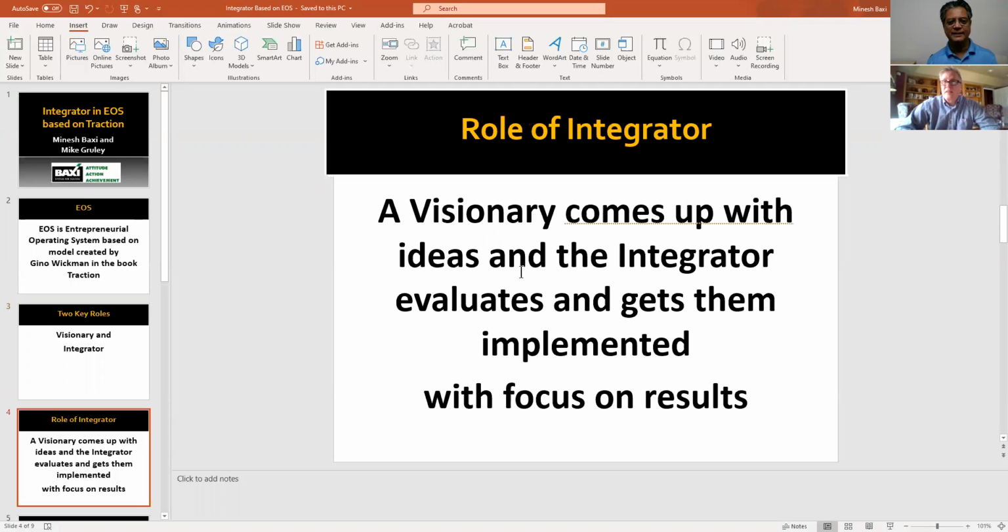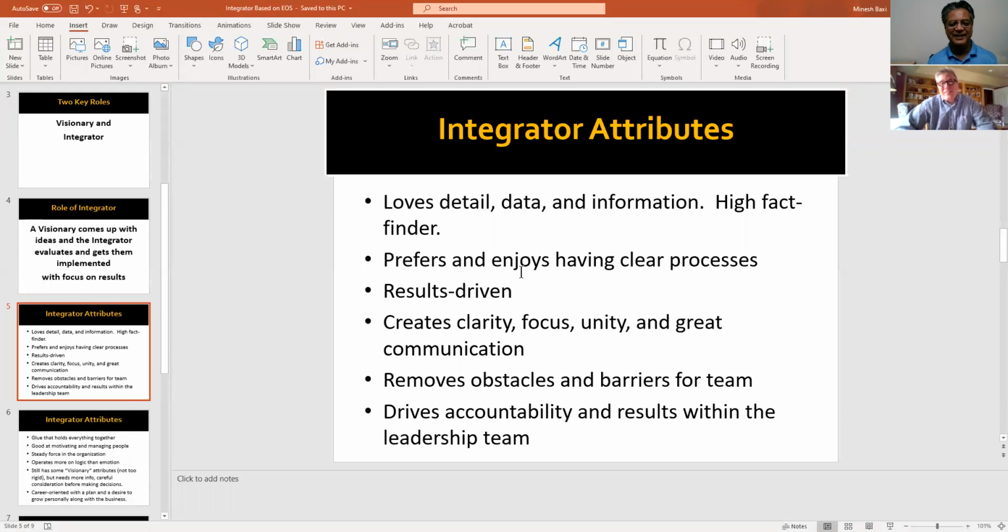Very good point. And the simple way I put it: a visionary comes up with ideas and the integrator evaluates and gets them implemented with focus on results. Would that be a good summary, Mike? Way better than I could, with fewer words, as usual. No, I'm not as much in the weeds with the EOS as you are. Okay. Yes, I must have some integrator in me.